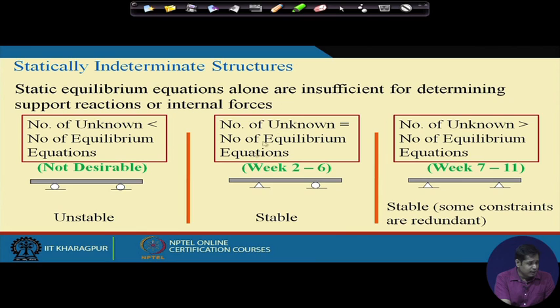This is for structures which are determinate, and then from the 7th to the 11th week, we will see different methods to analyze indeterminate structures. We will discuss the different kinds of indeterminacy, different sources of indeterminacy in a detailed way as we proceed in our journey. But for the time being, at least for this week, an indeterminate structure is one where the number of reactions is more than the number of available equilibrium equations. Okay, and we stop here.